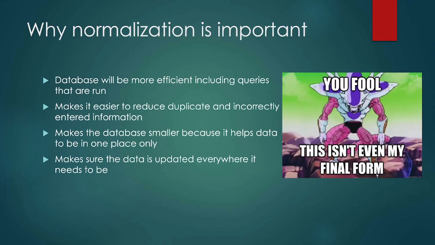Normalization is important so that we can be more efficient of our database. It can make our queries more efficient. It can make it easier to reduce duplicate or incorrectly entered information. Technically, it makes the database smaller because data is only in one piece. However, you have to have a relatively large database to be able to see the gains for this. If your database is small enough, it's possible normalization will actually make your database larger and less efficient because you'll have more table joins depending on how you go about this.